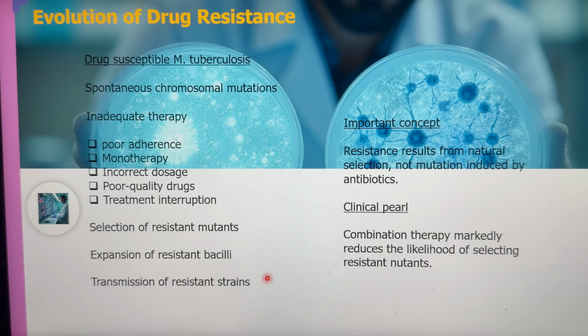Antibiotics do not induce mutation, they simply select natural, pre-existing resistant mutants. This is precisely why we always use combination therapy in tuberculosis. It minimizes the chance of selecting resistant mutants. With this basic mechanism in mind, let us now discuss the different types of drug resistant tuberculosis.